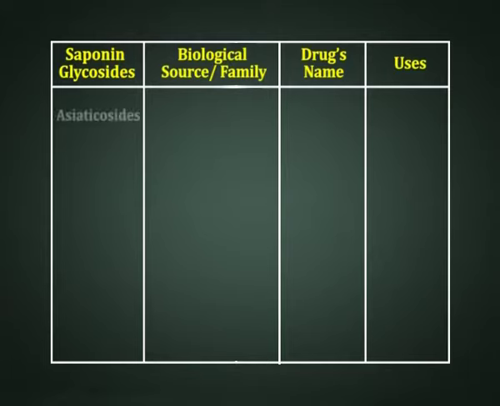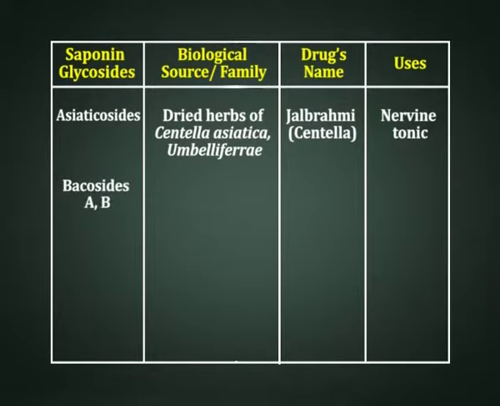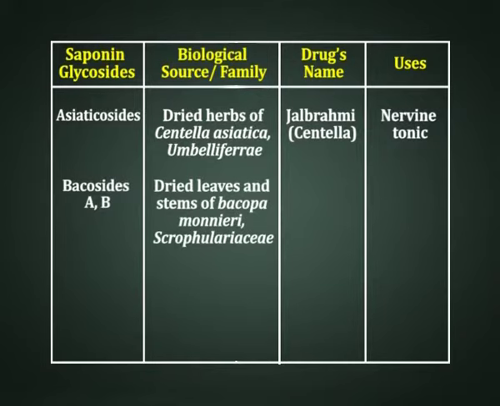Let's first start with the asiaticosides, which are found in dried herbs of Centella asiatica coming from the family Umbelliferae. They are commonly known as Jal Brahmi and they are used as nervine tonic. Similarly, we also have bacoside A and B, which come from the dried leaves and stems of Bacopa monnieri from the family Scrophulariaceae. They are commonly known as Bacopa or Brahmi and they are also used as nervine tonic.